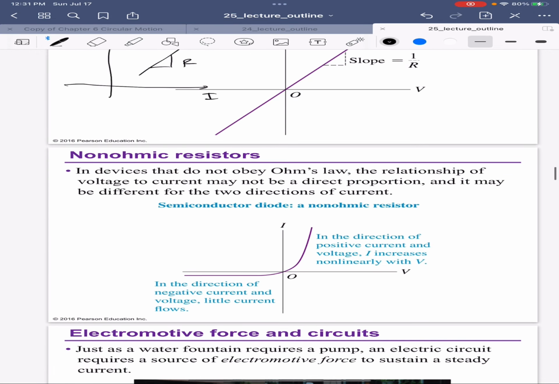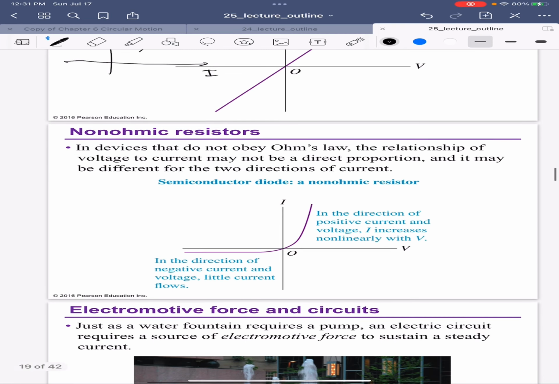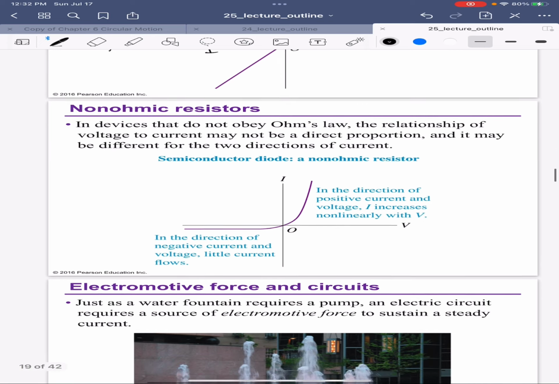Non-ohmic resistors: all other devices are non-ohmic, and they don't obey Ohm's law. The relationship of voltage to current may not be a direct proportionality, and it may be different for different situations. This is for a semiconductor diode, which is a component that we widely use. In the direction of negative current and voltage, little current flows. In the direction of positive current and voltage, I increases nonlinearly with V.